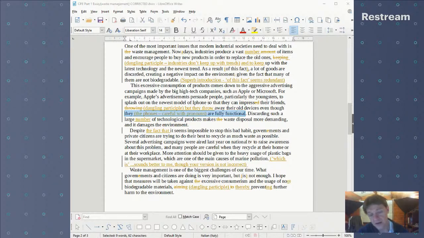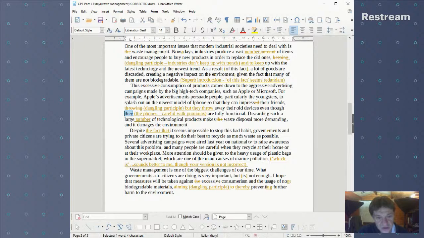Never have one pronoun, they, referring to two different nouns. It's really confusing, and it won't help your essay get a top mark, because of course we need to be very careful with pronouns. We mustn't make them refer to different things, not in the same sentence, certainly not.